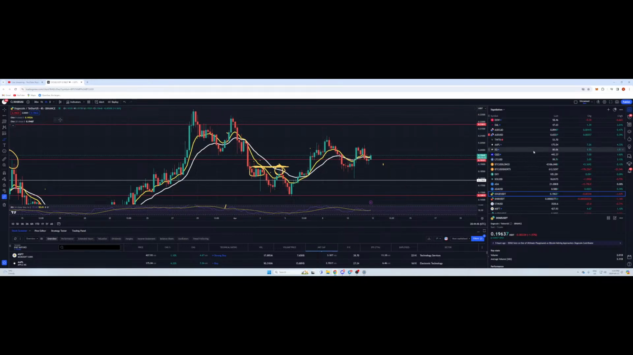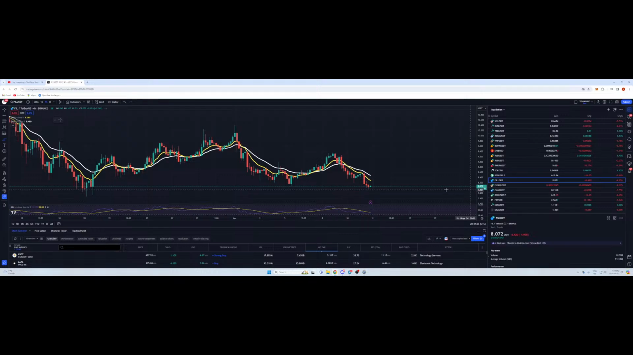I try to only send messages in the chat when there's something worth talking about, or if there's a chart or something that's interesting. As of right now, across the board, there really isn't much interesting happening in the market.